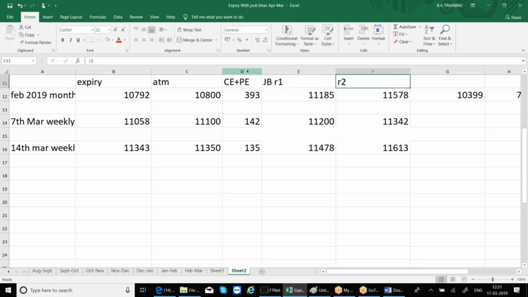And this is JBR2. This is JBS1. जो भी ऊपर नीचे, डे हाई, डे लो, ऊपर हाई लो, कुछ नहीं देखना, फर्स्ट को सेम चीज देखना.